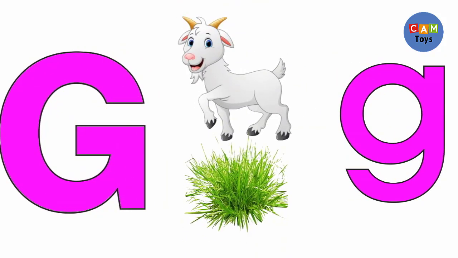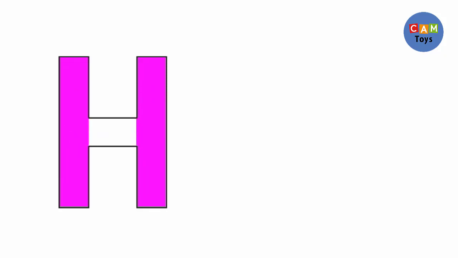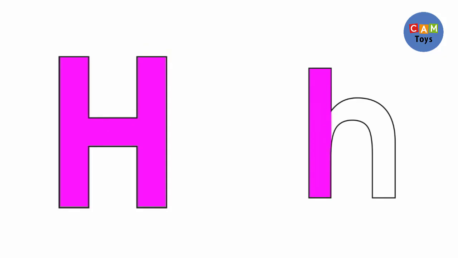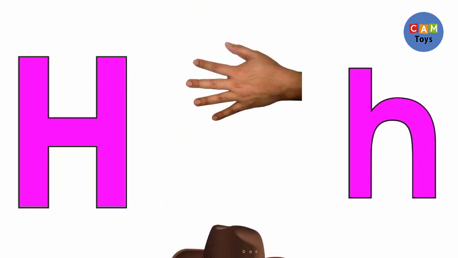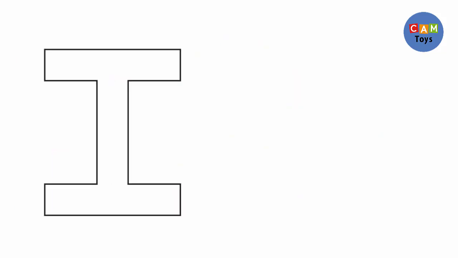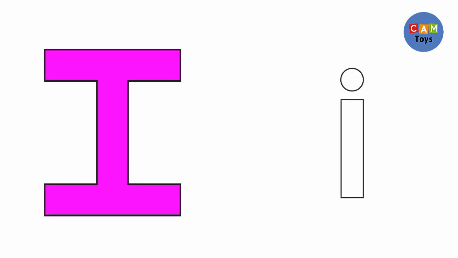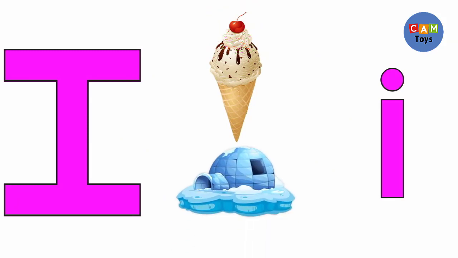G for goat. G for grass. H. H for hand. H for hat. I. I for ice cream. I for igloo.